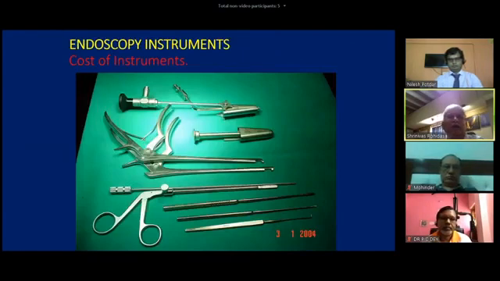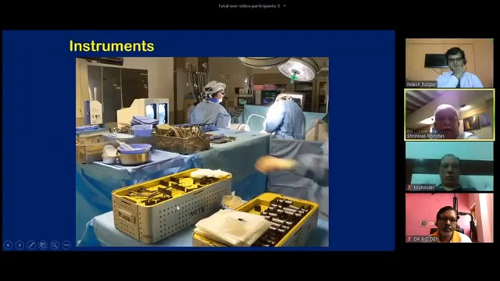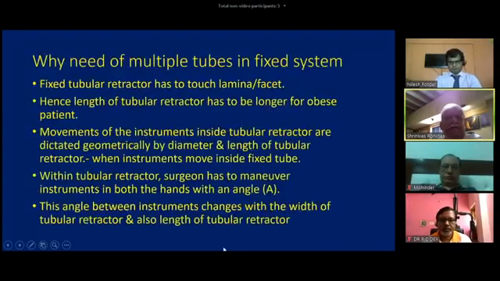Now we'll go about the endoscopic instruments of the Destandau technique. This is the outer tube, this is the inner tube, very few instruments. This is the easy-go instrument, multiple tubes and long instruments if you compare the length of the instruments. This is with the metric system. We have multiple tubes according to the physique of the patient, whether it is thin, obese, the length, the depth of the lamina from the skin. All these depend which tube you want to use.